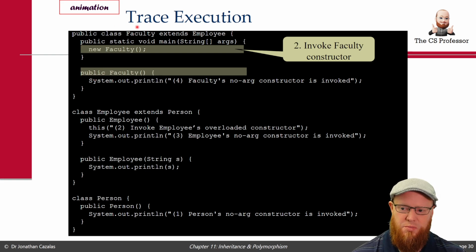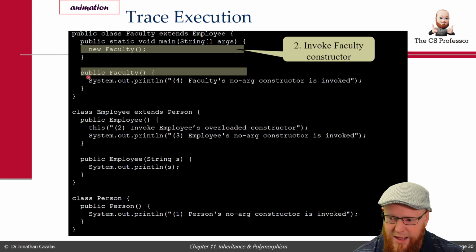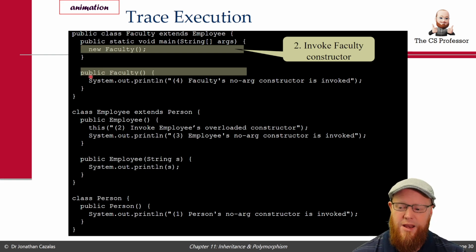The superclass would be what faculty is extending. Do you see an explicit call to the employee constructor? You do not, which means Java will include an implicit call to the no argument constructor of faculty's parent, whoever faculty is extending, which is employee. So right here, you don't see it, but right here is the word super followed by a pair of parentheses with nothing inside them.